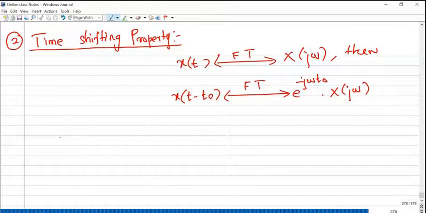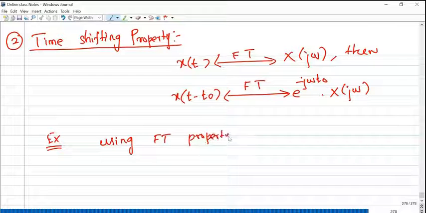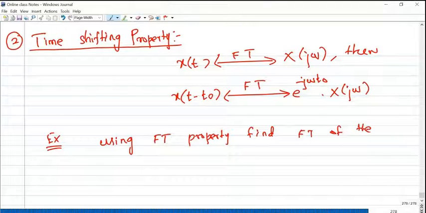Some example problems we will discuss. Using the Fourier transform property, they won't specify the property name and all. Using Fourier transform properties, find the Fourier transform of the signal given below.